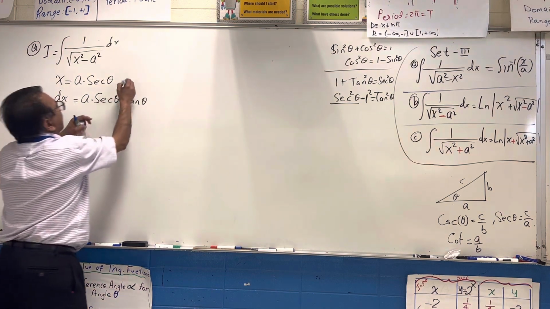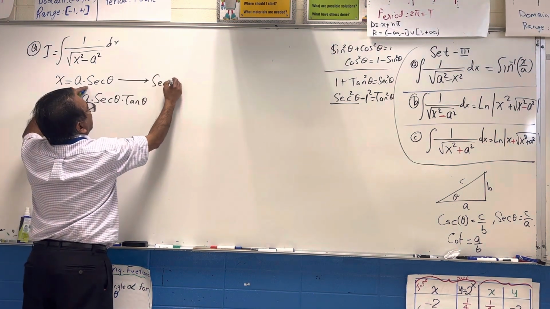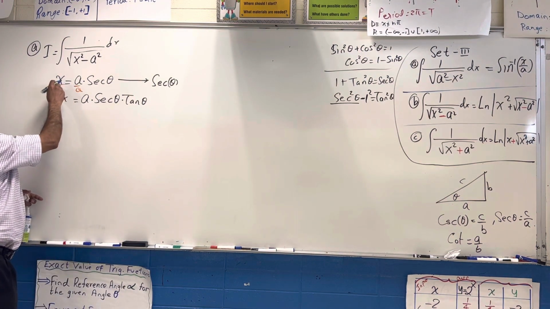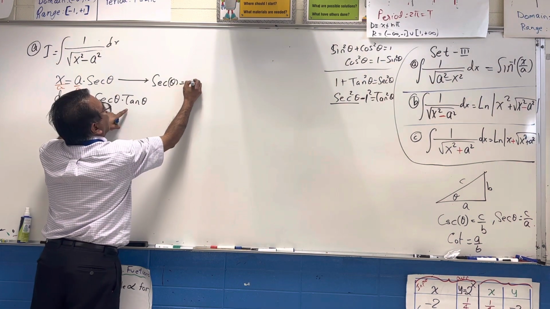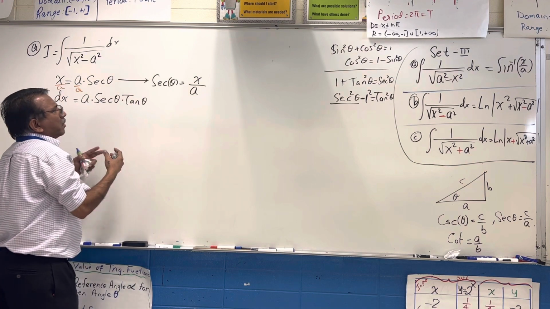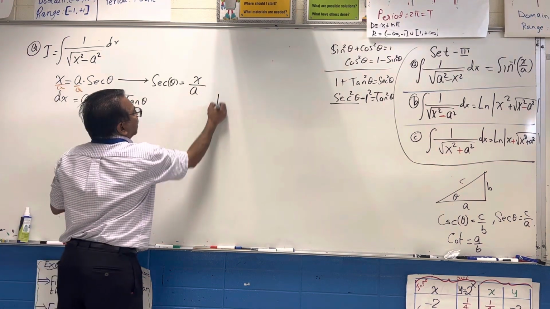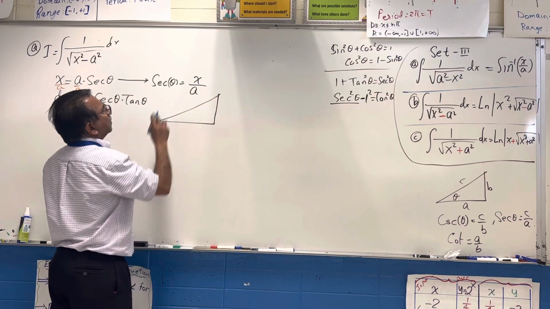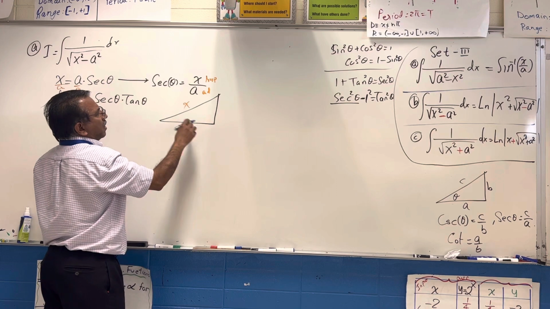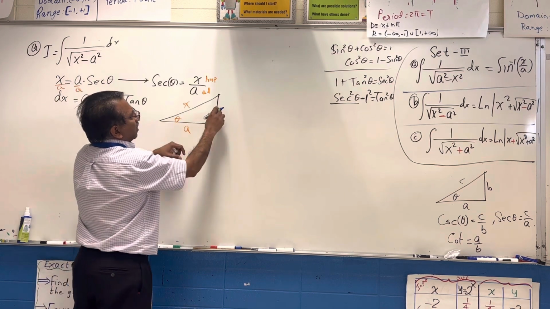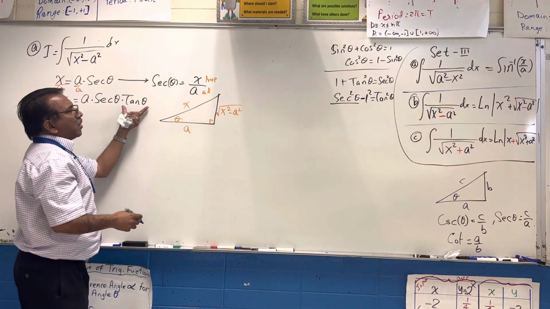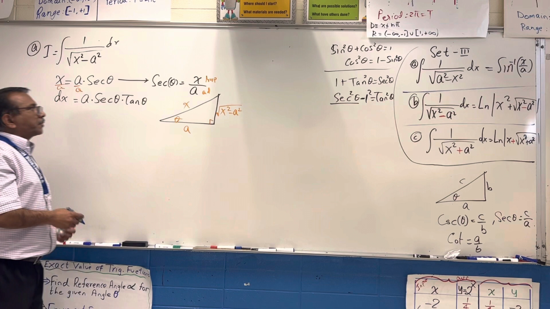And at the same time, you can write secant theta by dividing a on both sides, so that will be x over a. Because there's going to be a tan also, it's better to have a triangle like this. Secant is hypotenuse over adjacent, so that's x and a. This is theta, so this will be square root of x squared minus a squared. If I'm using tan, it will be this divided by that.